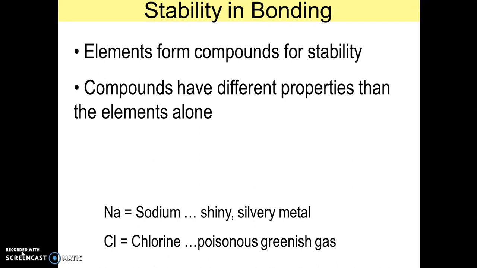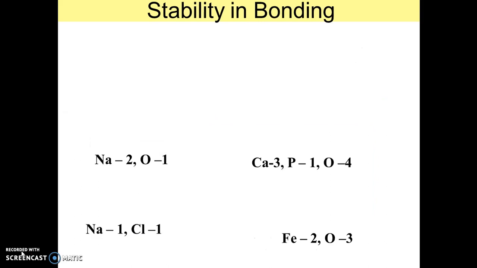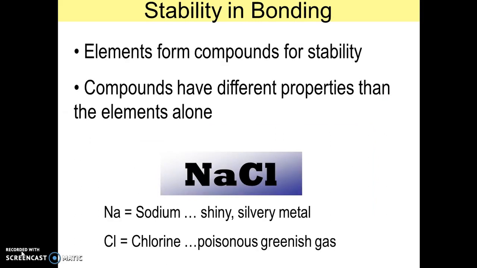So again, that example of sodium chloride or table salt that we've been talking about, sodium itself is a shiny silver metal. It's very reactive. Chlorine is a poisonous gas, but when you bring it together and you make table salt, now it's something that's very stable. It's stable at room temperature. It's safe to consume.